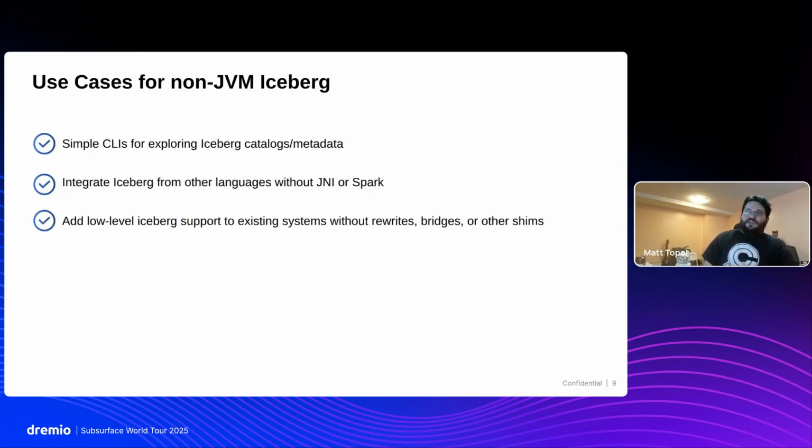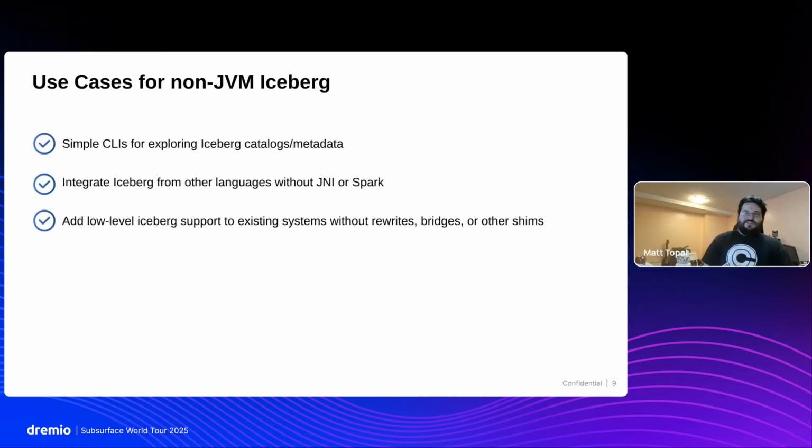If you want to integrate Iceberg data into a non-Java language, but you don't want to use JNI, you don't want to use Spark, you don't want to use some custom protocol, that's another reason why you'd want to utilize a non-JVM library for Iceberg. If you're writing a Python utility, you don't want to spin up a JVM just because you want to talk to Iceberg. You want to use Iceberg natively via PyIceberg.